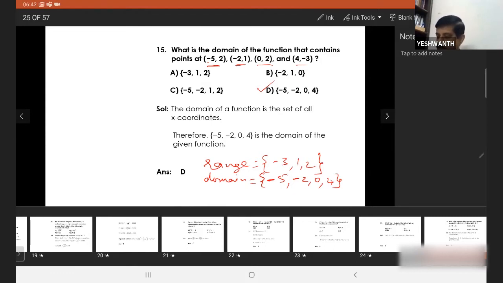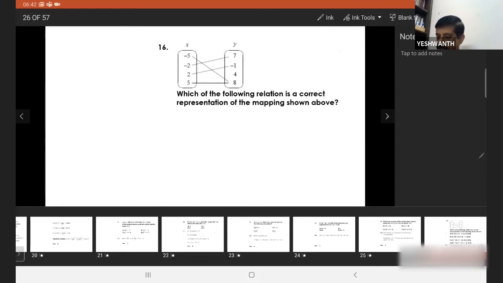So let's move on to the next question. Look at this. Which of the following relations is the correct representation of the mapping shown above? So for minus 5, it is 8. And for 5 also it is 8. For -2, it is 7. For 2, it is -1. So that is the relation or the function.